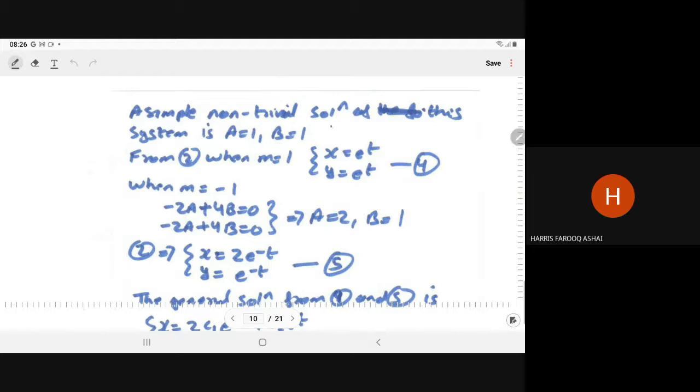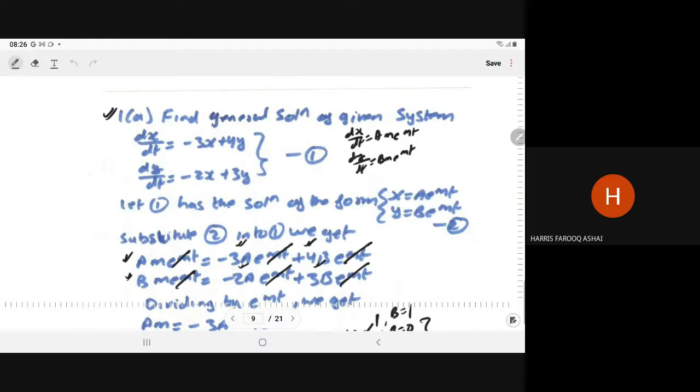So in general we have x = a e^(mt) and y = b e^(mt). With a = 1, m = 1, here x = e^t, y = e^t is one solution. Similarly, we put m = -1 in that system of equations.